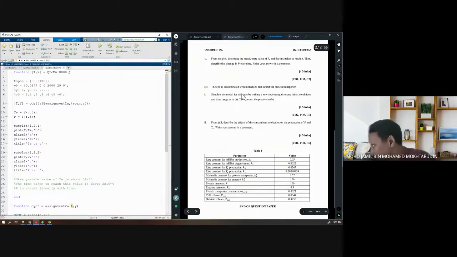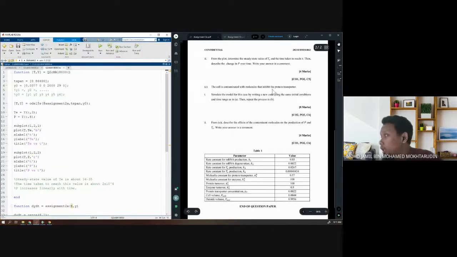So the question says the cell is contaminated with molecules that inhibit protein transporter. So what basically you need to do is adjust one of the parameters to replicate the condition when the protein transporter is inhibited. When the protein transporter is inhibited, basically it will not function. Then maybe the value of the parameter becomes 0.